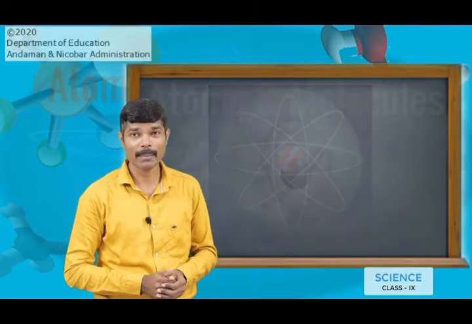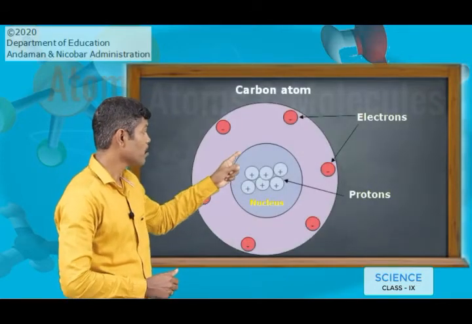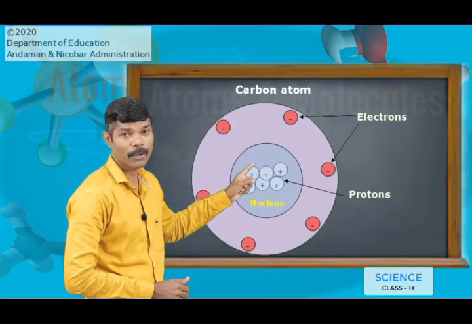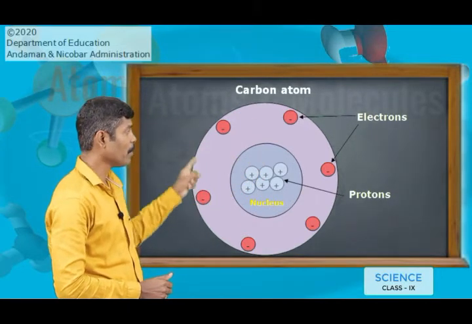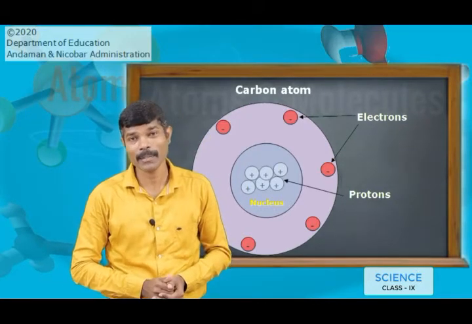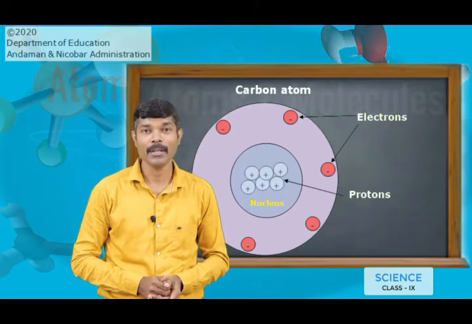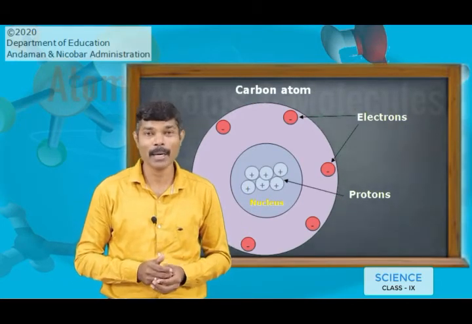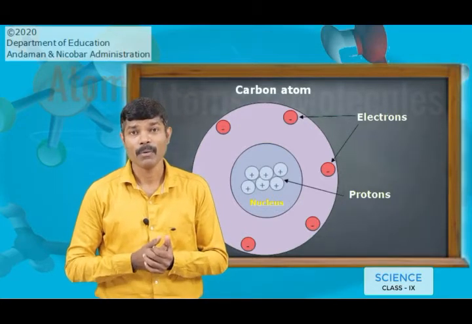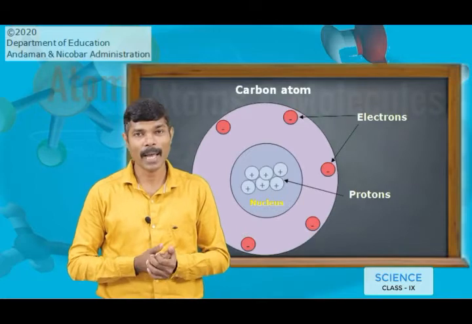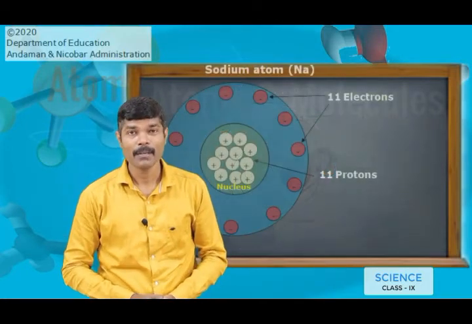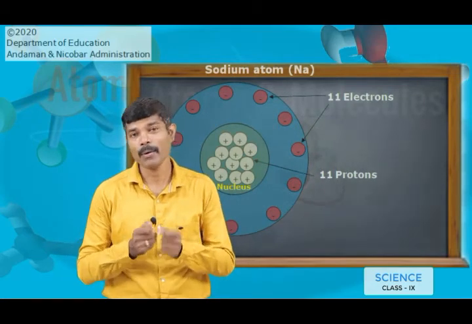If you take a carbon atom, then you will find 6 neutrons and 6 protons, and the total number of electrons will be 6. So 6 positive charges and 6 negative charges cancel each other, and the net charge acquired by the carbon atom will be 0. Suppose an atom loses an electron, what will happen, about that we will see. By taking sodium as an example, we will try to understand how an ion is formed.